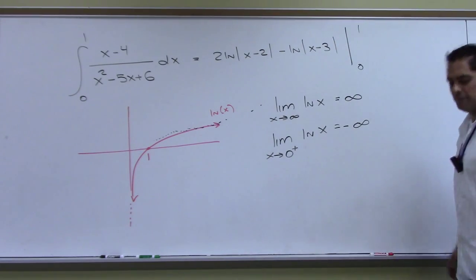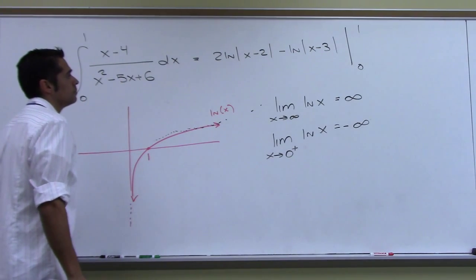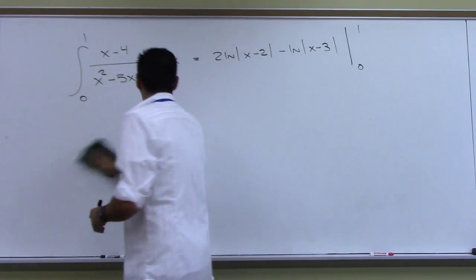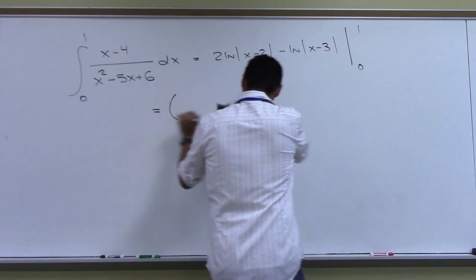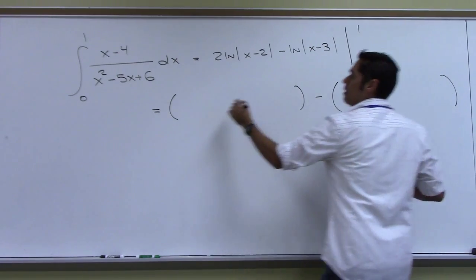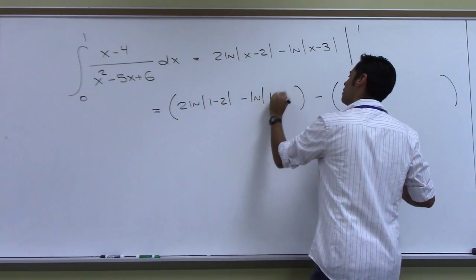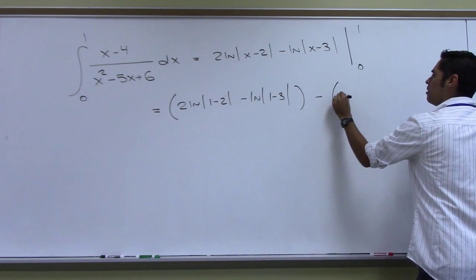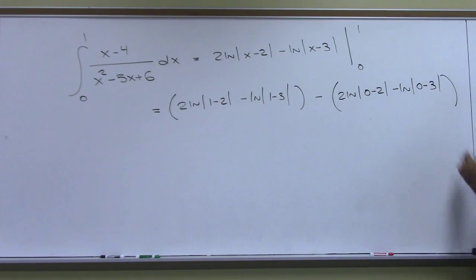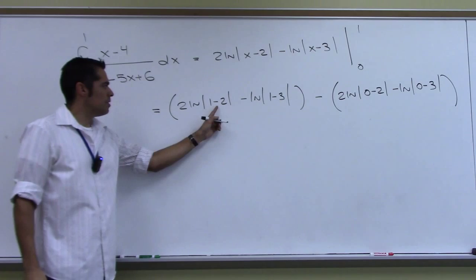Okay, back to this. Sorry. So we're going to have two sets of parentheses here, with a subtraction sign between them. First plugging in 1, I get 2 natural log of absolute value 1 minus 2, minus natural log of absolute value 1 minus 3. And then plug in 0: 2 natural log of 0 minus 2, minus natural log of 0 minus 3. I'm not saying absolute value, but it's in there, right? Okay, what is this going to give me here?